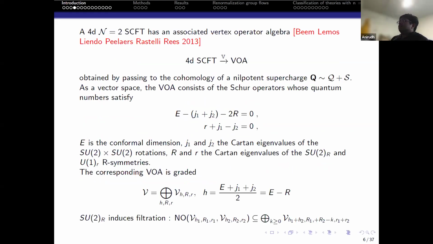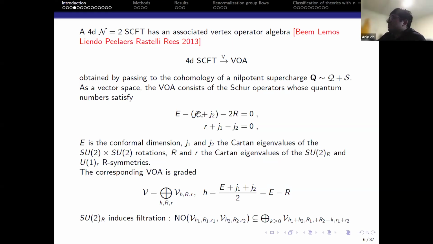So there was a map conjectured by Beem, Lemos, Liendo, Peelaers, Rastelli, and van Rees, which associates a VOA to a 4D SCFT. This is obtained by passing to the cohomology of some nilpotent supercharge. The details are not important, but there is a nilpotent supercharge whose cohomology gives you this VOA.